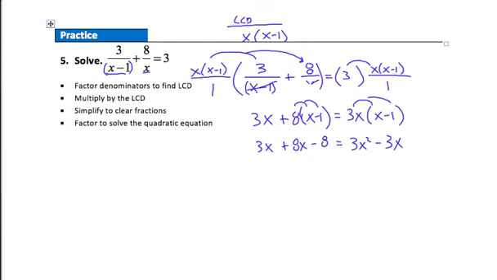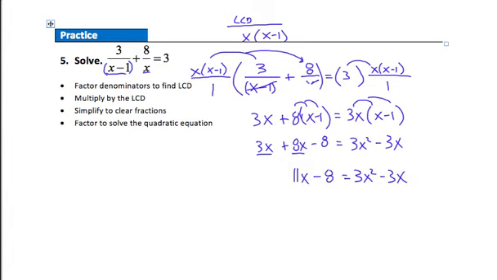All right, notice we have an x squared here in our equation, so that tells us we got a quadratic here. So that's going to kind of shift the way we're solving that. Before we get to that, though, let's just simplify this left side a little bit. Notice we have like terms here that we could add together. So let's see, 11x minus 8 equals 3x squared minus 3x.